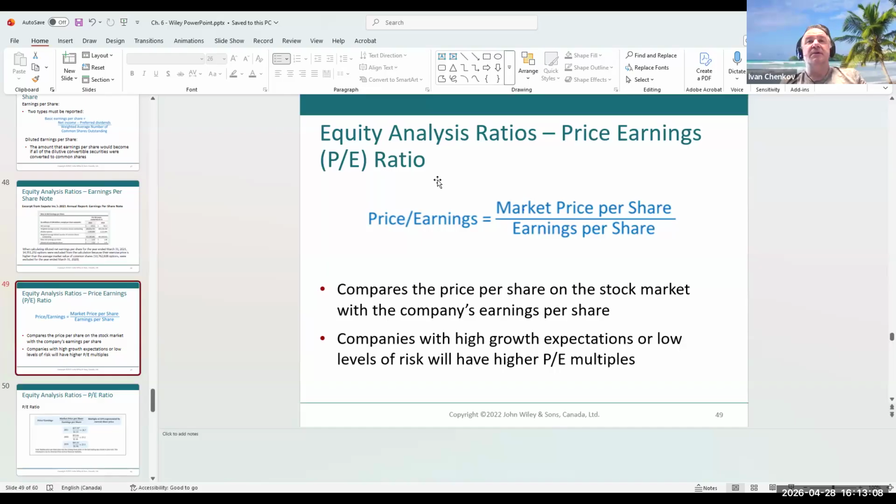Equity analysis ratio will be the market price per share versus the earnings per share. That simply tells you how the market responds to the actual value of the company.